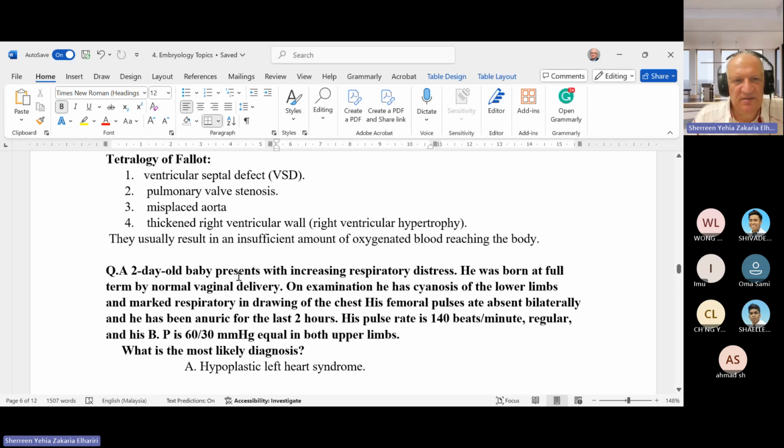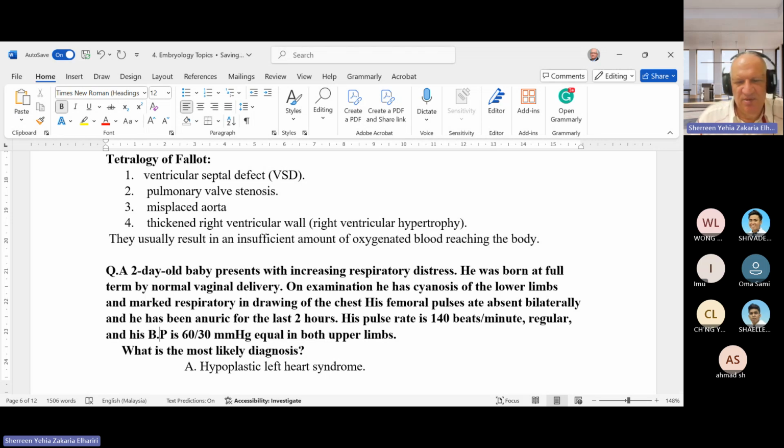Or a question like this: a 2-day-old baby presented with increased respiratory distress, born at full term by normal vaginal delivery. On examination, they have cyanosis of the lower limb, marked respiratory drawing in of the chest, and femoral pulses absent bilaterally. Has anuria, so the kidney is affected in the last 2 hours. Pulse rate 140, regular. Blood pressure is low, 60/30, equal in the upper limbs. Equal, to differentiate from coarctation of the aorta in some patients.